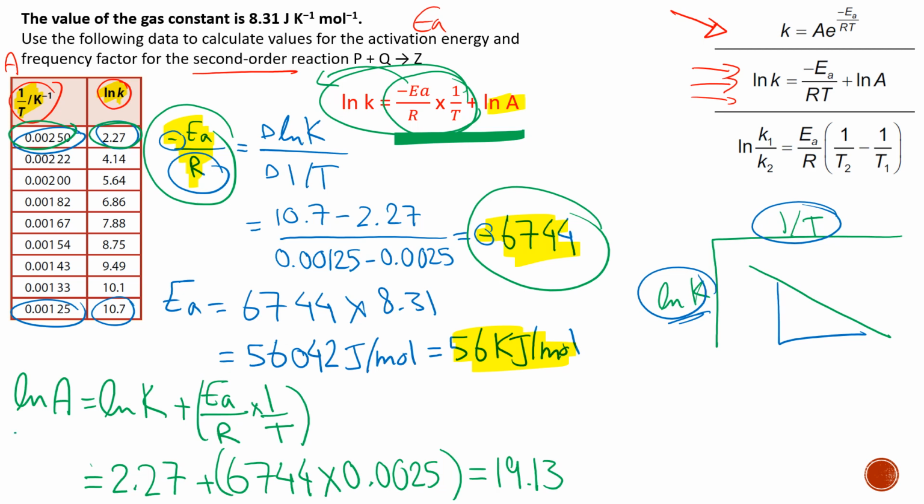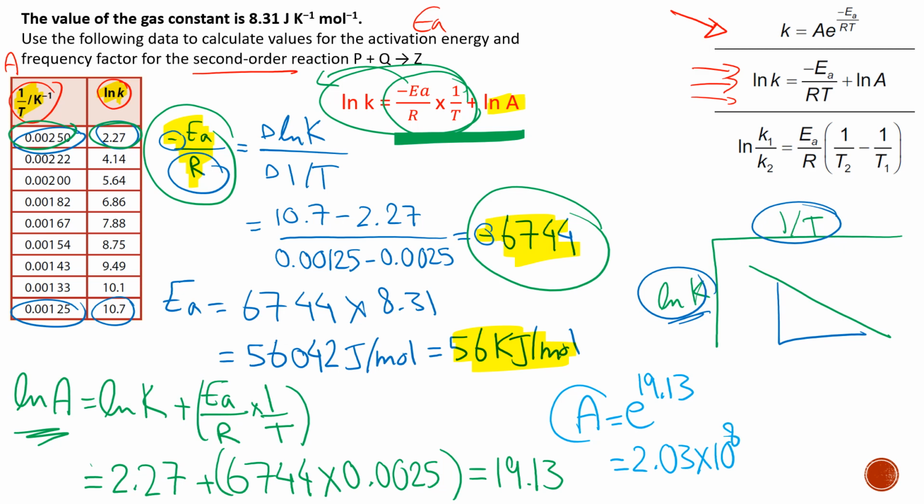Okay, but this is ln A. How can we find A now? It is very easy. Why? Because A simply is e to the power 19.13. You just have to put it in the calculator and you will get a big number. Why a big number? Because A is representing the frequency of collisions, so it has to be a big number: 2.03 multiplied by 10 to the power 8.